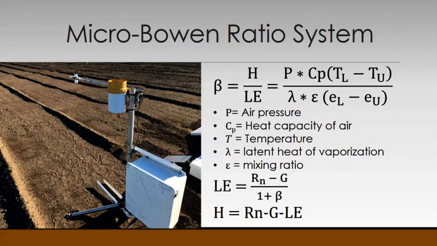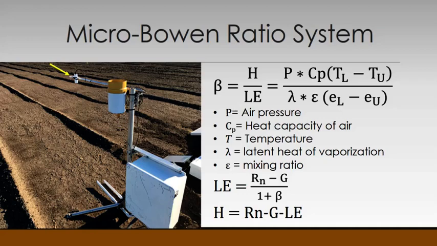In the measurement of surface energy balance components and partitioning, there's a variety of ways to measure it, but we utilized the micro-Bowen ratio system. It's a relatively inexpensive and also relatively accurate way of measuring the partitioning through the Bowen ratio. The Bowen ratio system is equipped with a net radiometer at a 1.25 meter height above the soil surface to measure net radiation at the surface.